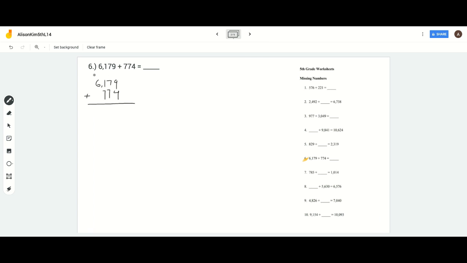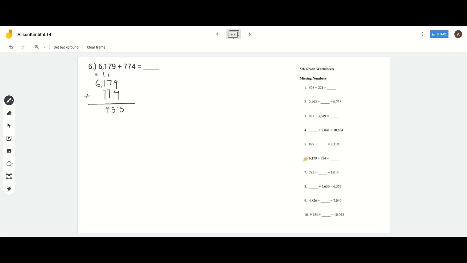Number 6 gave us, as I wrote it in both ways, 6,179 plus 774. So we just need to find the sum, right? I put it in this formula, made sure that all the numbers were lined up correctly, and I'm going to solve it now. We know that 9 plus 4 is 13, so we put 3 here and we bring 1 here. Now we do 1 plus 7 plus 7. So 1 plus 7 is 8, 8 plus 7 is 15, so we put 5 here and we bring 1 there, right? Now 1 plus 1 is 2, 2 plus 7 is 9.